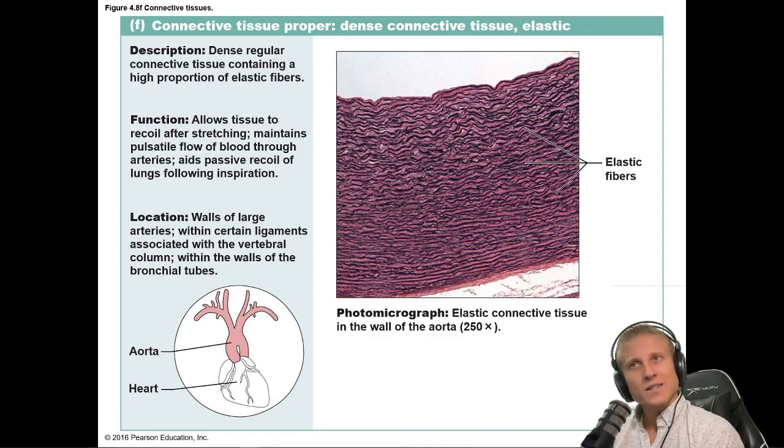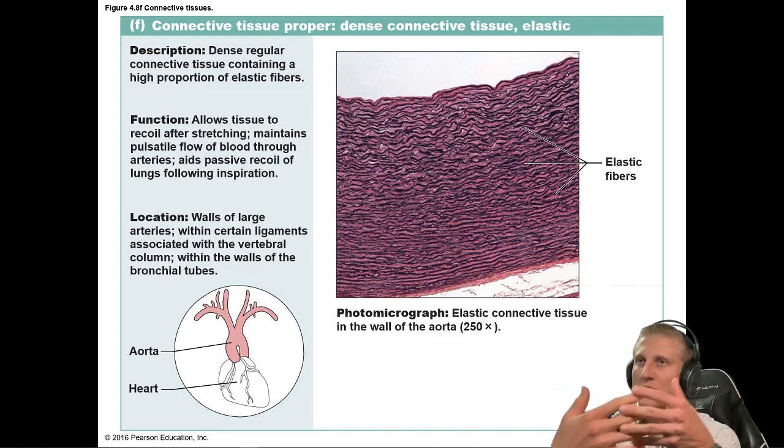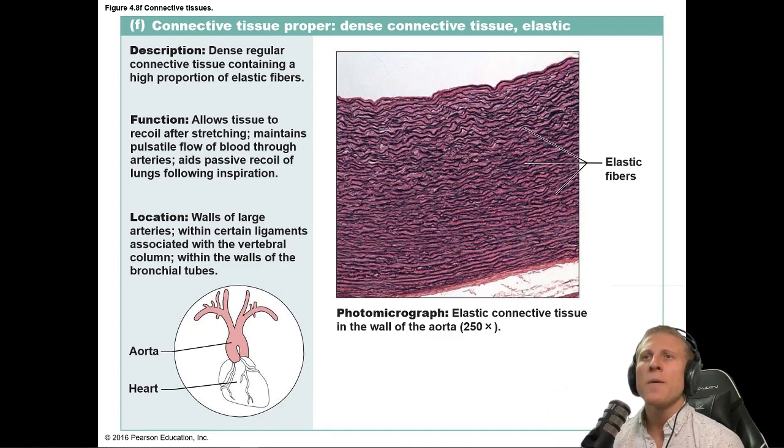But with elastic tissue, elastic fibers are very stretchy. They're very good at resisting recoil, right? So they like to stretch and then return back to their original shape. Where would this be physiologically beneficial? Well, we would see this as being very beneficial in the aorta.